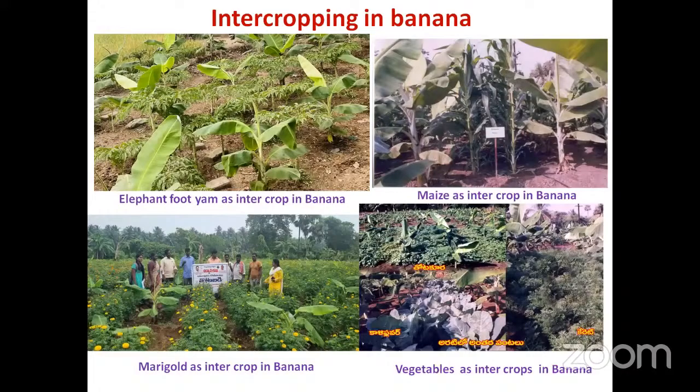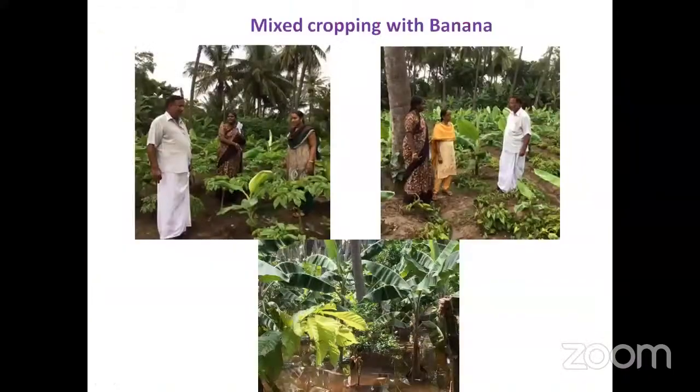So these are the different cropping systems in banana in Andhra Pradesh. Here elephant foot yam, maize as intercrop, marigold, vegetables, turmeric, and papaya. These are the mixed cropping systems where banana is grown under coconut, where elephant foot yam is also grown. Here coconut, banana, and greater yam. Here coconut, banana, and so on. So this is about the cropping in banana.